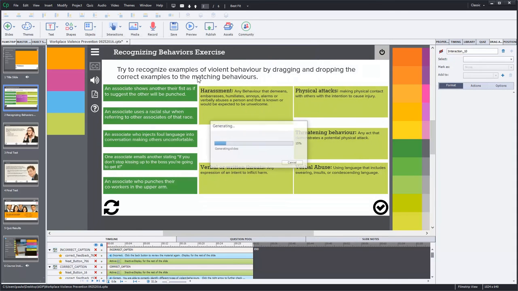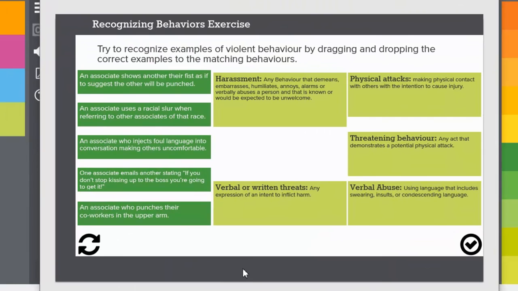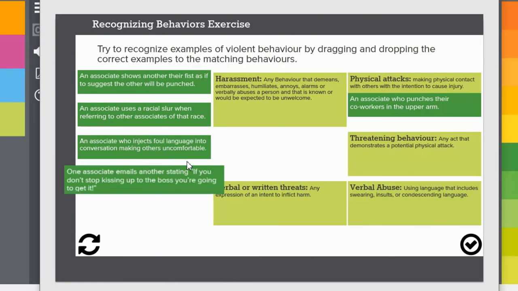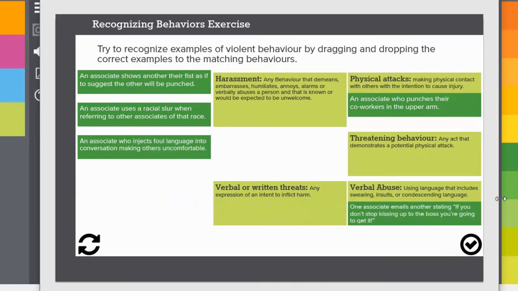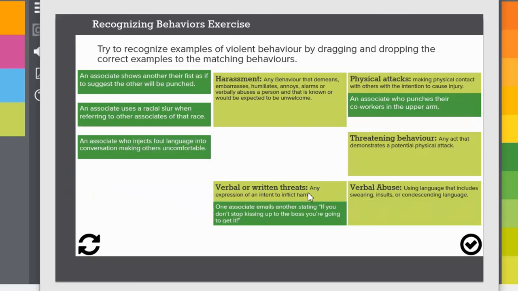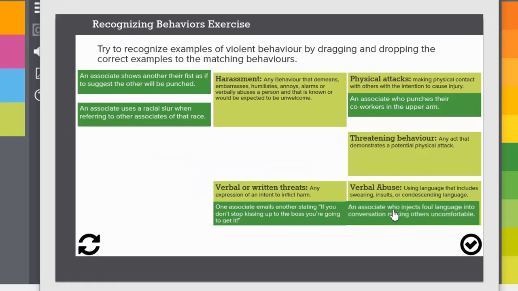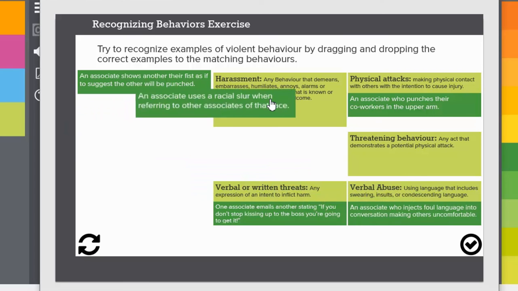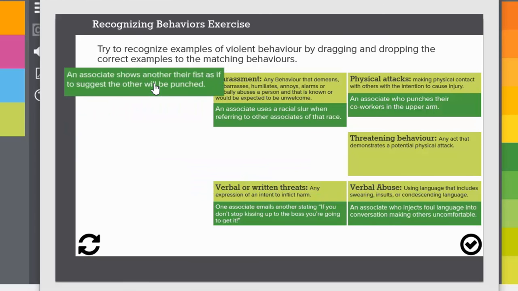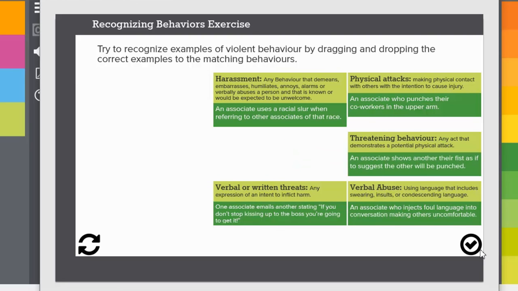Preview. Next five slides. Okay, so this time let's get it perfect. Punching is physical attacks. Emailing is verbal or written. Oops, there you go. That's why you need to have that redrag option selected. Foul language, verbal abuse, racial slur is harassment, threatening behavior, the last one there. So I hit submit. And again, watch what happens when you have your normal submit and reset buttons here.